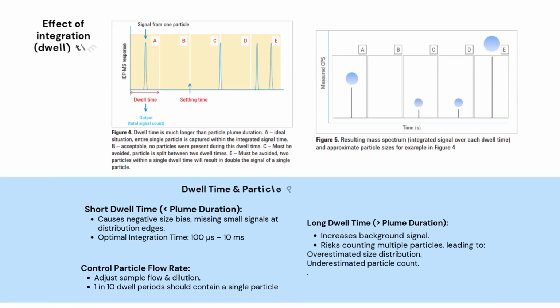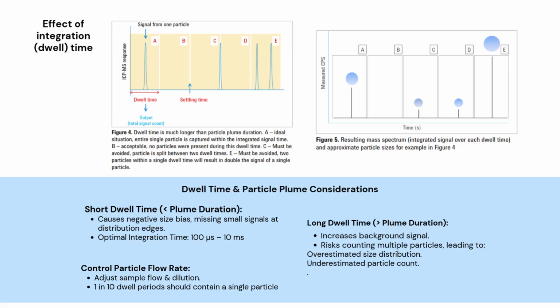So that the data do not overlap each other, integral dwell time is introduced. So what effect does integral dwell time have on our data? As you can see in figure 4, in A the dwell time is much longer than the particle plume duration, which is the ideal situation: the entire single particle is captured within the integral signal time. B is acceptable, no particles are present during the dwell time, and C must be avoided because the particle is split into two dwell times.